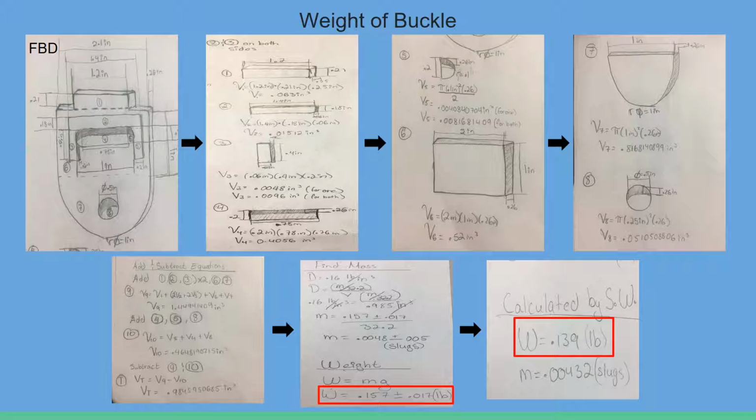Using the slugs, we multiplied by 32.2, which is the acceleration of gravity in English units. We were able to determine that the weight is 0.157 plus or minus 0.017 pounds. In comparison, the value calculated by SolidWorks gave an actual weight of 0.139 pounds and a mass of 0.00432 slugs.